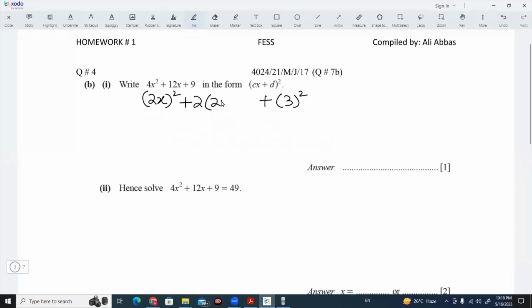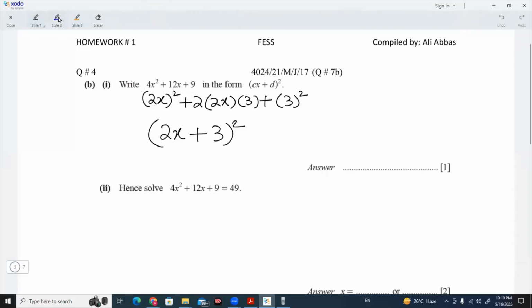a is 2x inside the square term and b is this 3. We can check: 3 times 2 is 6, 6 times 2 is 12. It's proved. So we can write down (a + b), where a is 2x, b is 3. So (2x + 3) whole squared is the simplified answer for this question. If you can do this question through any method, it's a paper 1 question. You can write down directly, it will be fine as well.